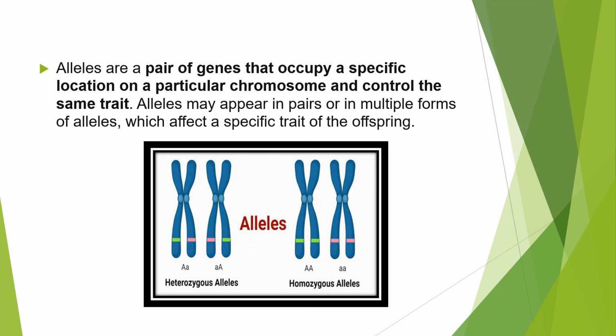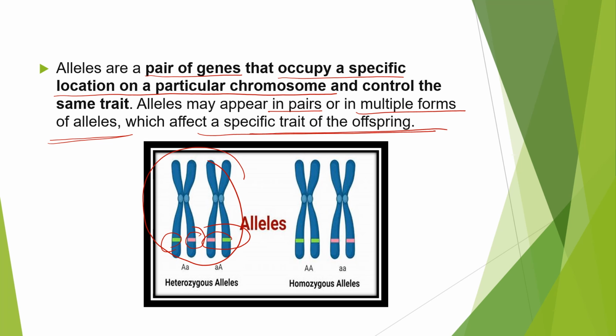So what are alleles? In very simple language, alleles are a pair of genes that occupy a specific location on a particular chromosome. So this is a chromosome, and alleles are located on a particular chromosome and control the same trait. Alleles may be in pairs or in multiple forms which affect the specific trait of the offspring, right?